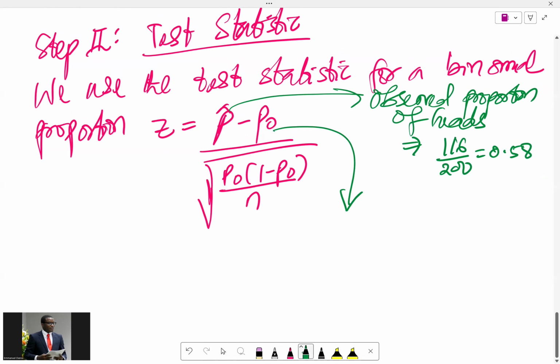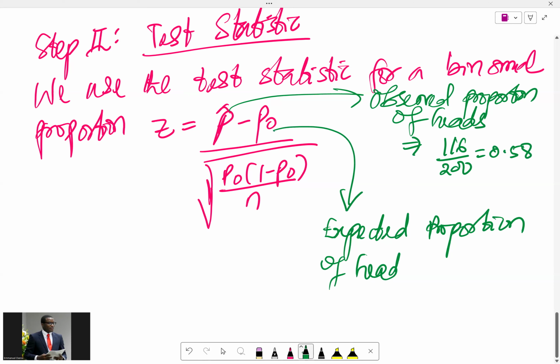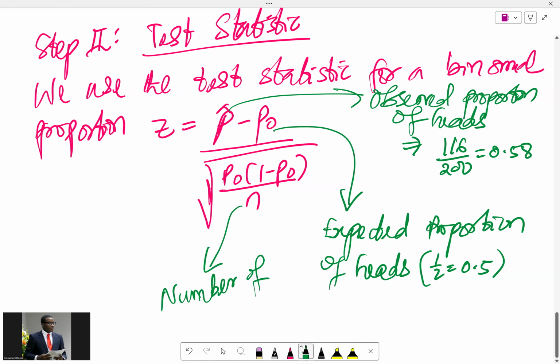Then P naught is the hypothesized proportion, the expected proportion of heads. Normally, the expected proportion of heads, if the coin is fair, should be 1 over 2, which is 0.5. Then N is the number of trials, which is 200. Okay, so we have that test statistic.